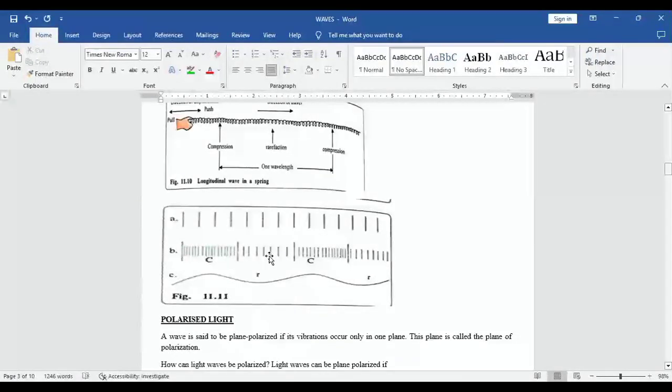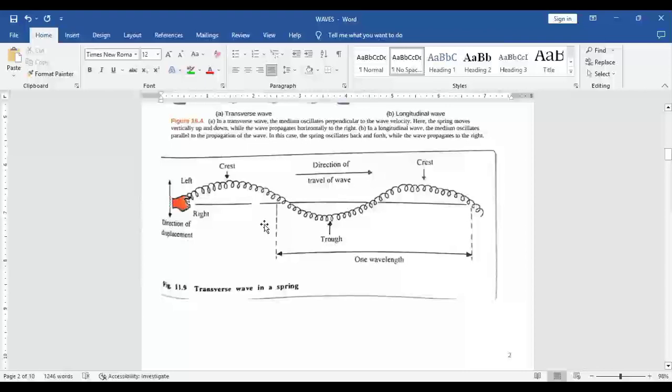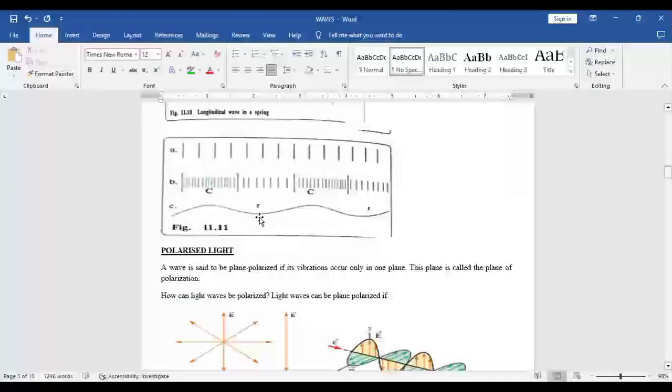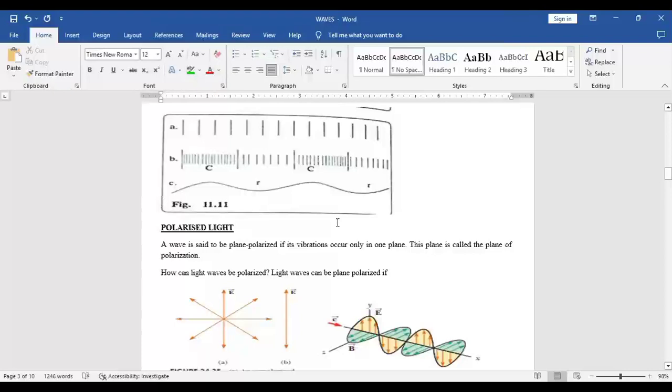If you don't call it rarefaction, you call it expansion: compression, expansion, and all of that. Where you have the compression is similar to where you have the crest in a transverse wave, and where you have the rarefaction or the expansion is similar to where you have the trough in a transverse wave. Okay, I hope you're following what I'm trying to say.